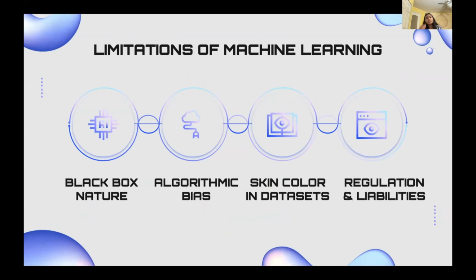Specific limitations include the black box nature, which is when there is an input and an output is given, but there's gray area as to how the output is given, and algorithmic bias based on skin color in data sets when there's an underrepresentation of skin color, therefore causing algorithmic bias, and the lack of regulation and liabilities.